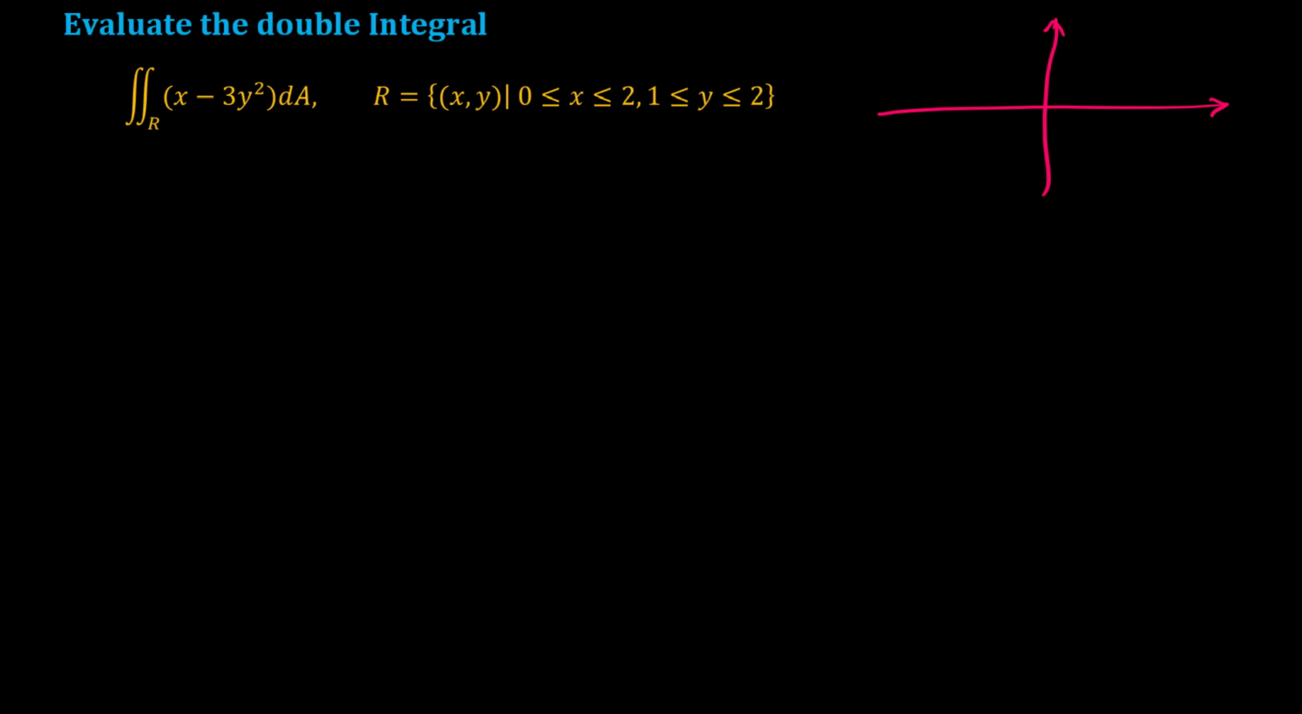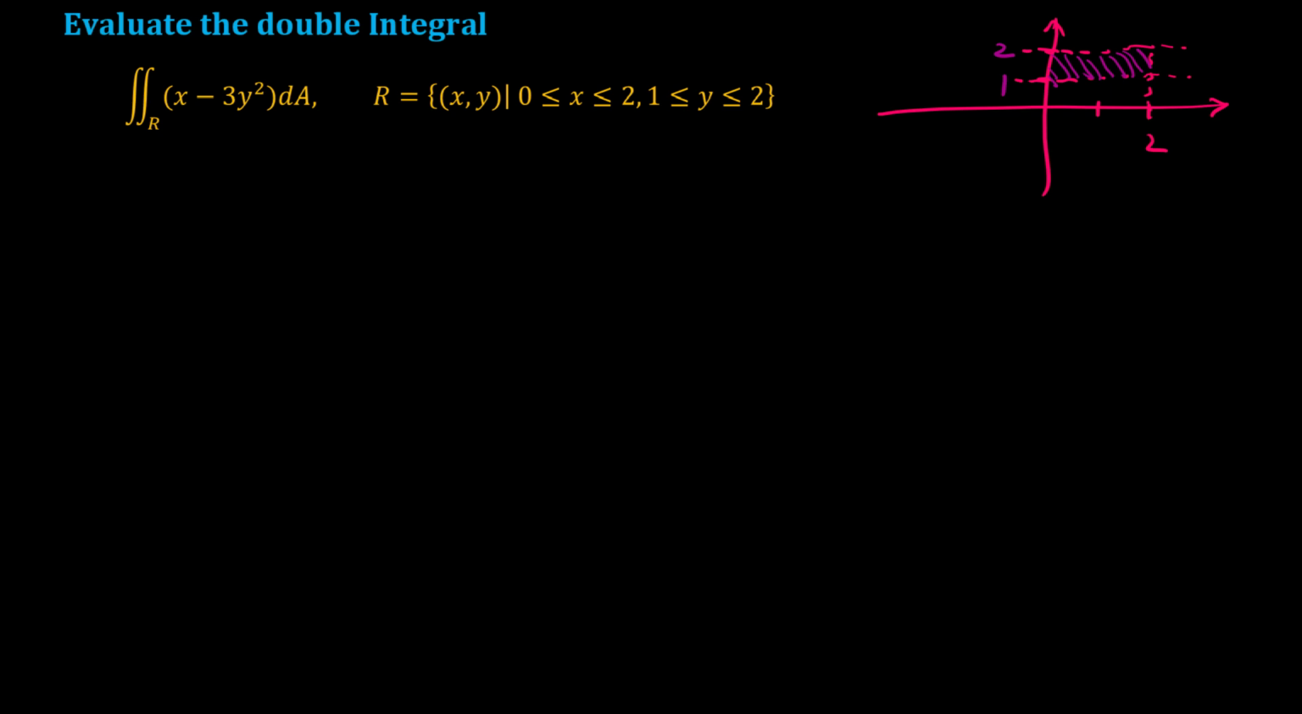X is between 0 and 2. So let's suppose here is 2, 0 to 2. And y is between 1 and 2. So if 1 is here, 2 is here, y is between 1 and 2. So the region is this rectangle here. If you pay attention in this rectangle, y is between 1 and 2, and x is changing from 0 to 2.